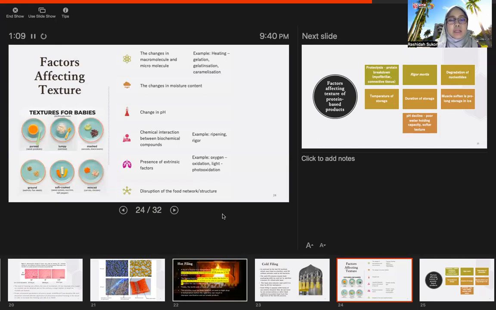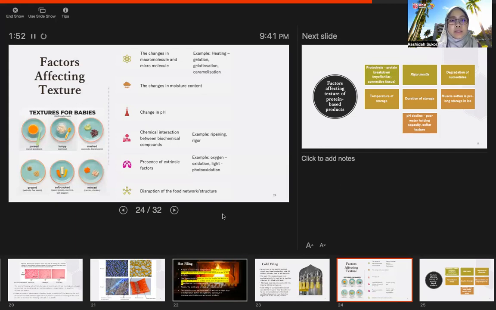For example, heating will affect gelatinization and also caramelization. These also affect the changes in moisture content, as well as the pH, because different food processing affecting its texture will have an effect on the pH. And chemical interaction between biochemical compounds, for example, ripening in fruits, and also rigor mortis in muscle products.